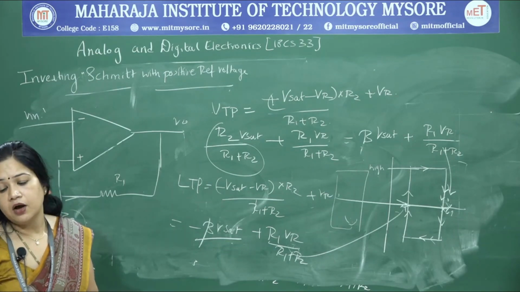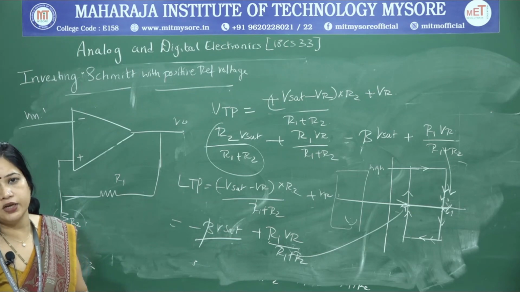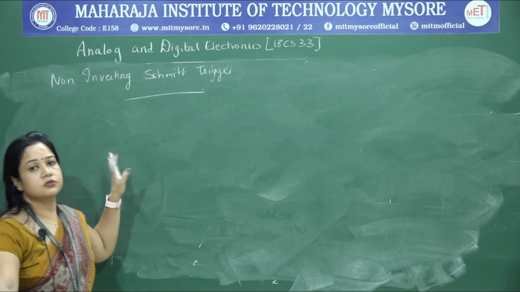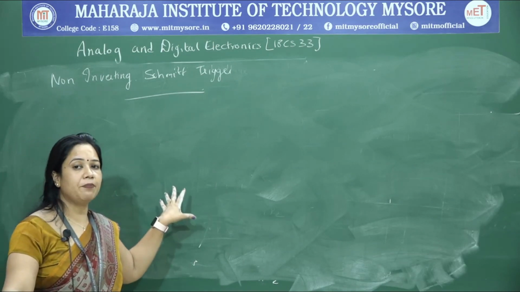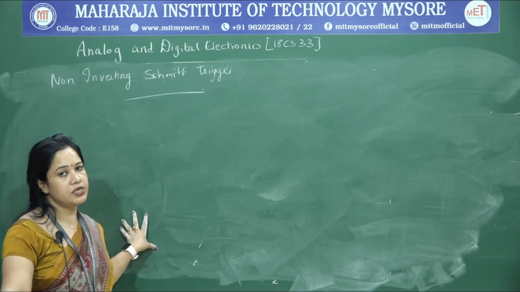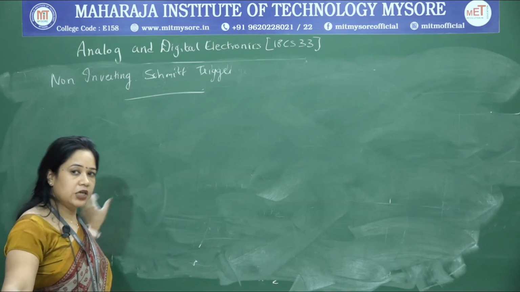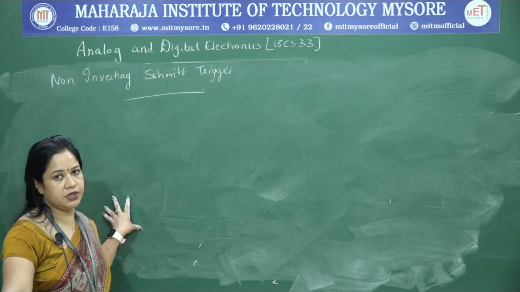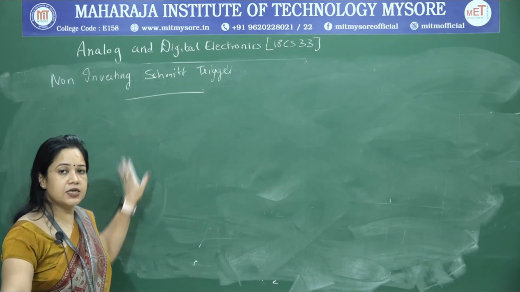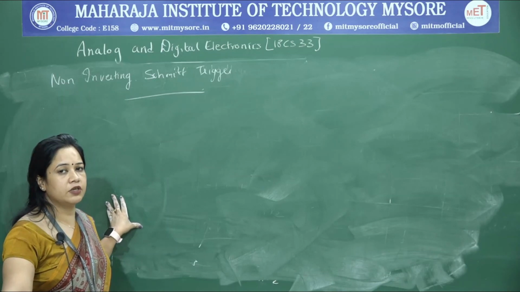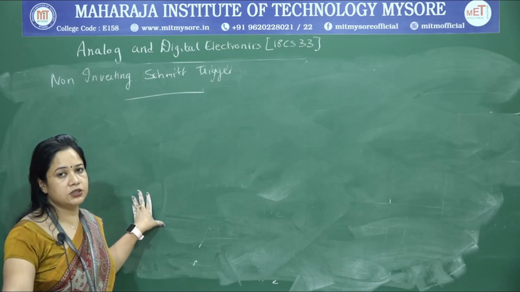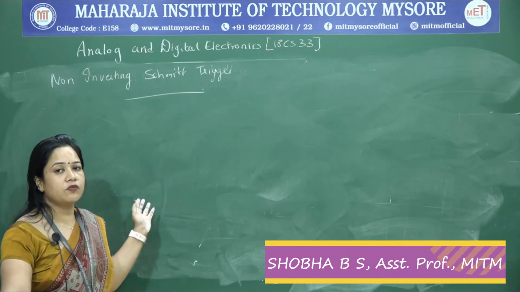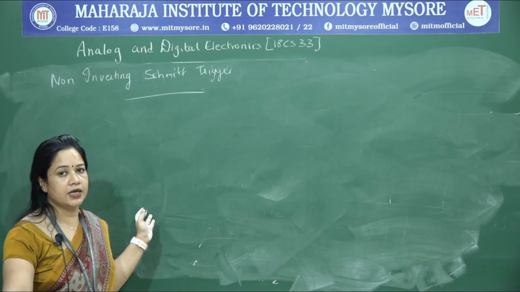Next we will take up a non-inverting Schmitt trigger with the reference voltage. In the non-inverting Schmitt trigger, the input is applied to the non-inverting terminal, so the input along with the feedback is applied to the non-inverting terminal. We will discuss the working of the non-inverting Schmitt trigger in the next class. We will also take up a couple of problems on the design of Schmitt triggers in the next class.